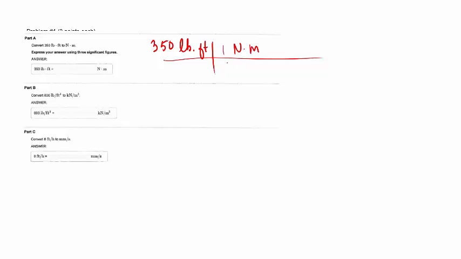So then we have 1 Newton meter is 0.7376 pounds-foot. So this is like a one step. And so this equals 474 point. And then if you write everything here at this point, it's Newton meters, but then we use three significant figures. So we have 475 Newton meters.